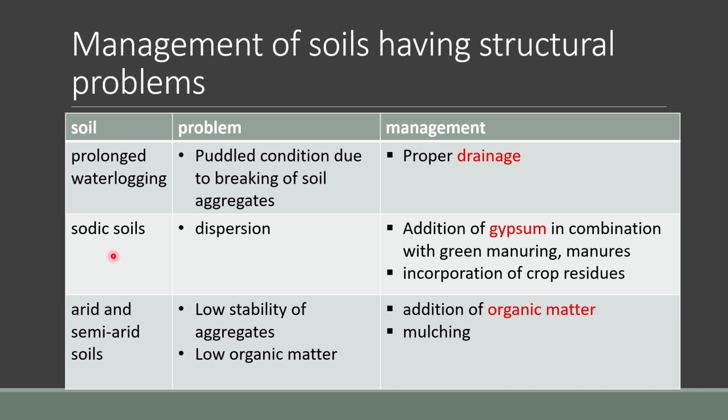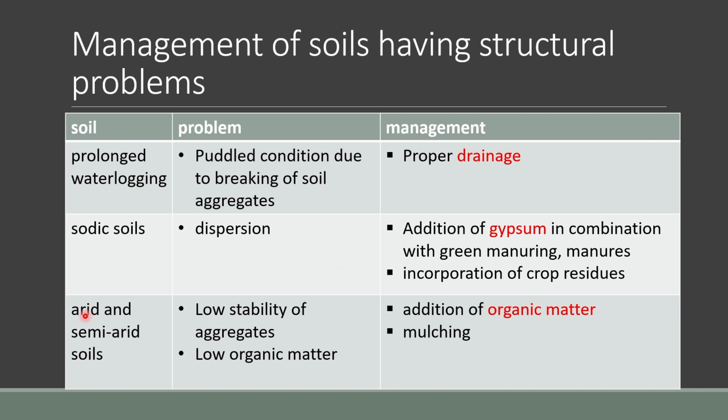Next is the sodic soil. Sodic soil means soil which is rich in sodium. The problem in the sodic soil is dispersion. For its management, we can add gypsum. Gypsum contains calcium, so calcium will be exchanged with the sodium. So the negative effect of sodium can be reduced. With the addition of gypsum, we have to incorporate green manuring. We have to include green manure, other manures, etc. Incorporation of crop residues can also be done in the sodic soil.